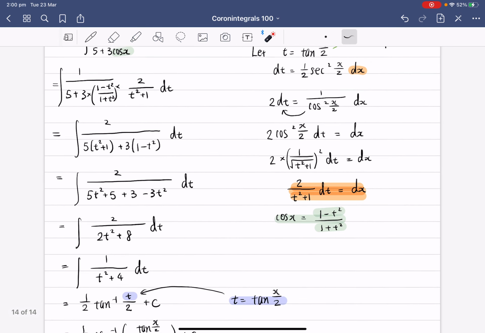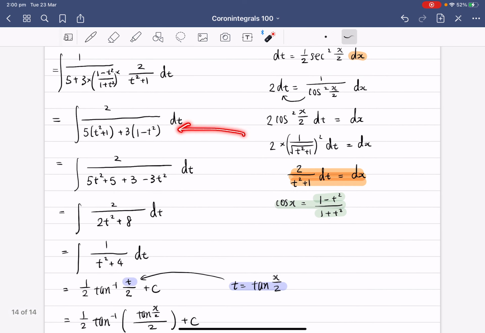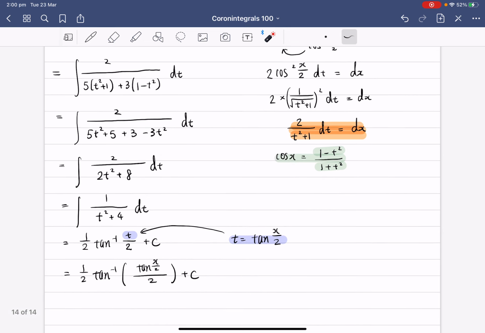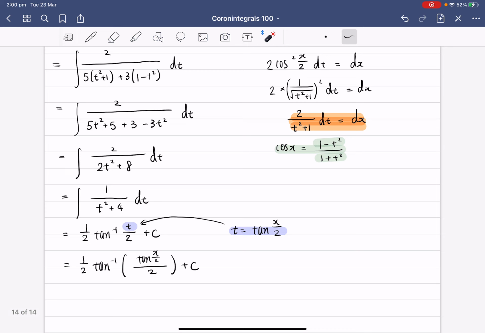Even after you finish this, the substitution takes a while to do. You need to know your algebra really well before you can simplify into the correct form. Then you need to realize that it's an inverse trigonometry function after you integrate it. And don't forget, you also need to substitute t equals tangent x on 2 back into the expression.